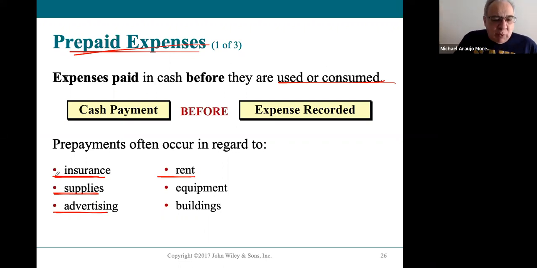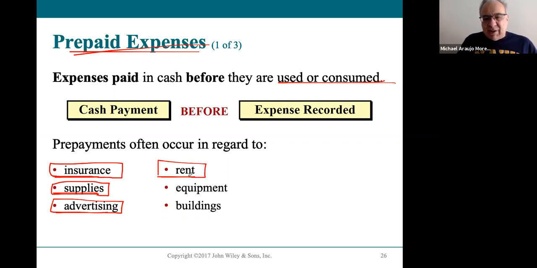That means that when we use prepaid insurance, we will have an insurance expense for the part that we used. Once we use our supplies, we will have a supplies expense. If we had prepaid advertising, once we've actually used the advertising, we would have an advertising expense. If we had prepaid rent, which starts as an asset, after we have used it, it becomes a rent expense.